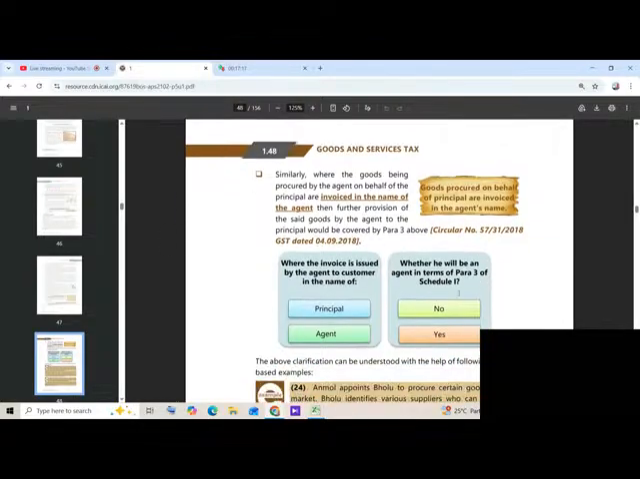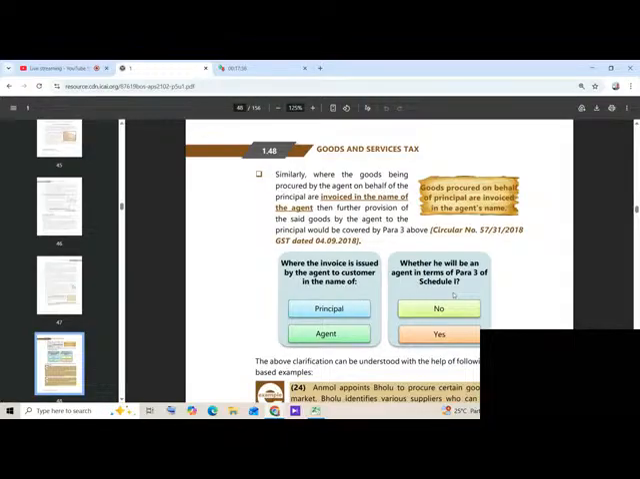Similarly, where the goods being procured by the agent on behalf of the principal are invoiced in the name of the agent, then further provision of the said goods by the agent to the principal would not be covered by para 3 above. Goods procured on behalf of principal are invoiced in the agent's name.